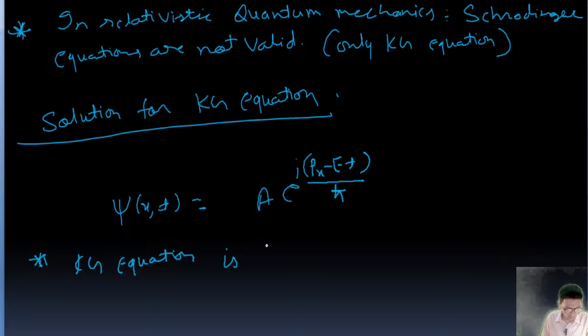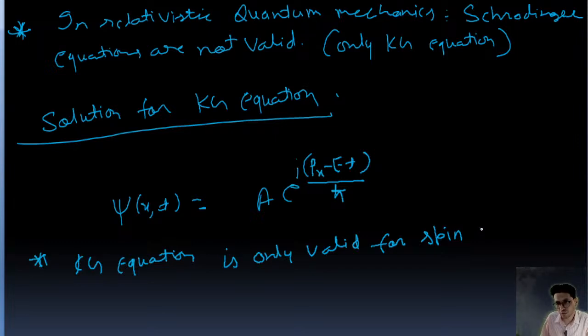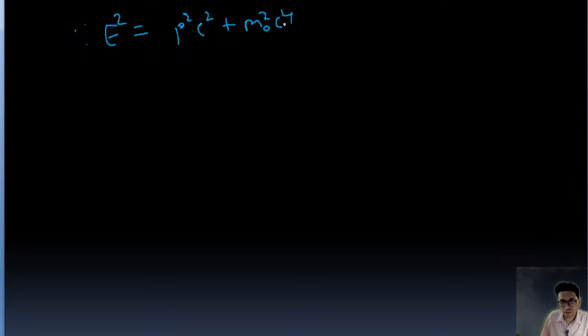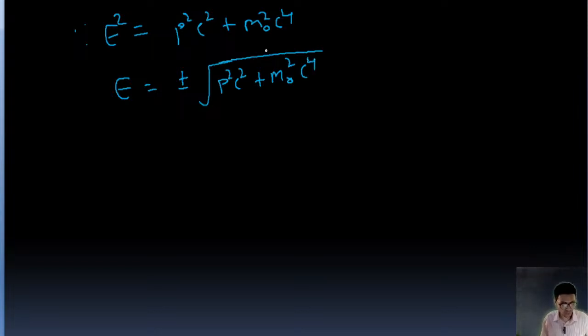And the KG equation is only valid for particles whose spin s equals 0. Since we know E square equals P square C square plus M naught square C to the power 4, the value of E is going to be plus minus root of P square C square plus M naught square C to the power 4.